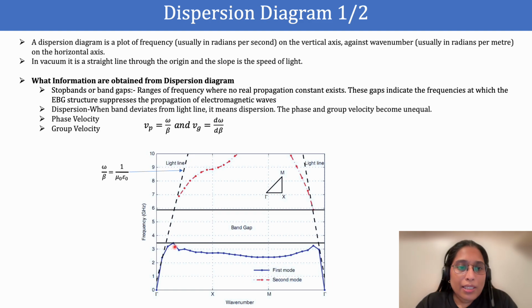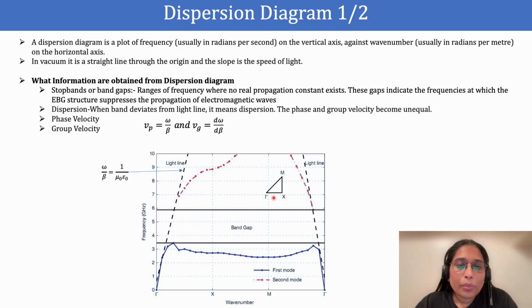But when we consider these surface waves, we can see that omega by beta and d omega by d beta will be different. That means the phase velocity and group velocity of the surface wave will be different. And here also that means that it is dispersive in nature. That is, surface waves are dispersive in nature.